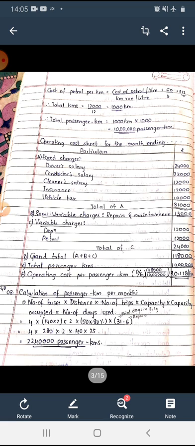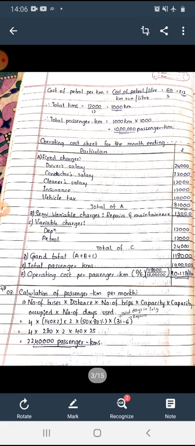Vivek Travels has 4 buses operating between two cities, Mangalore and Kollur, which are 140 kilometers apart. Each bus makes 2 trips a day. The seating capacity is 50 seats. On an average, 80% seats are occupied. Calculate passenger kilometers for the month of July 2009, in which each bus was laid down for 6 days for repair. Now see, calculation of the passenger kilometers per month.